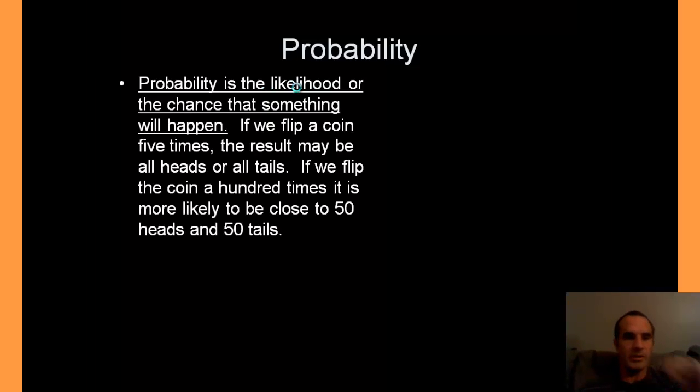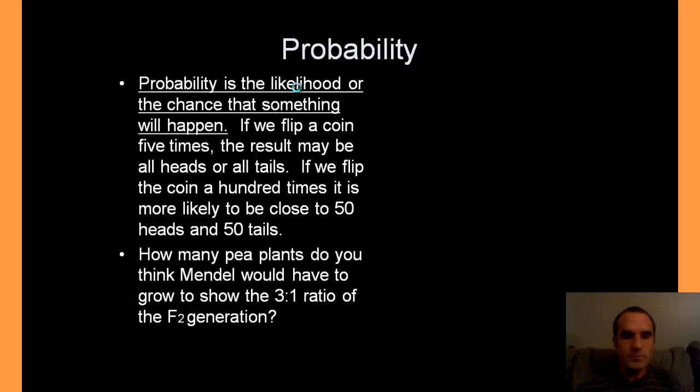So probability is the likelihood or chance that something will happen. If we flip a coin 5 times, the result may be all heads or all tails. If we flip a coin 100 times, it's much more likely that it's going to be closer to 50-50. So the same thing would have been applied to Mendel. When he was growing up his pea plants that we talked about in the last video, he had to grow up a lot of them to come up with equal ratios.